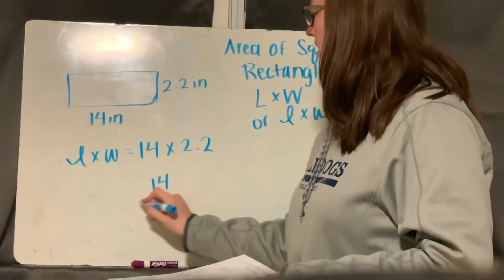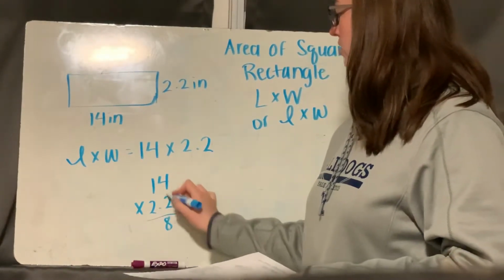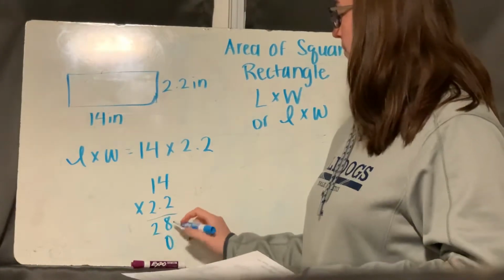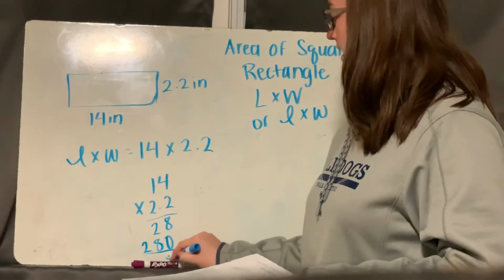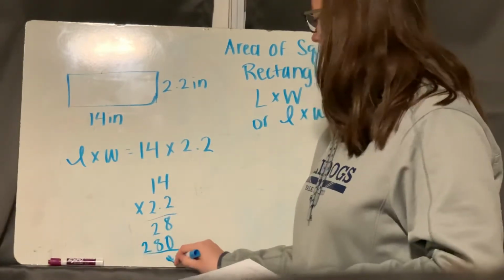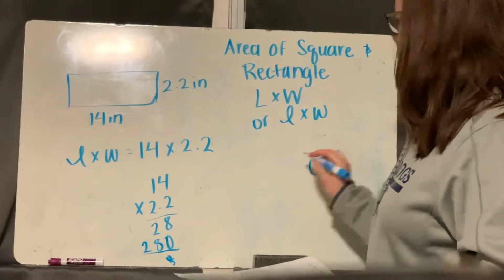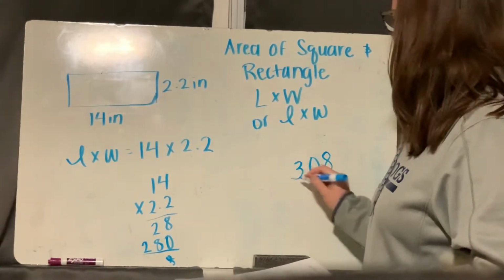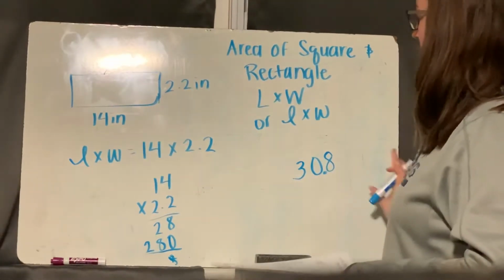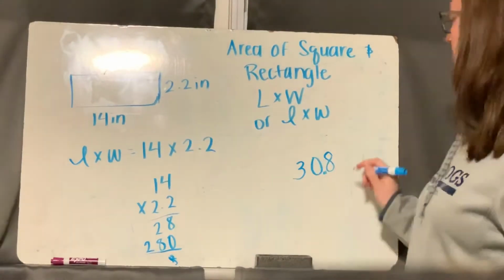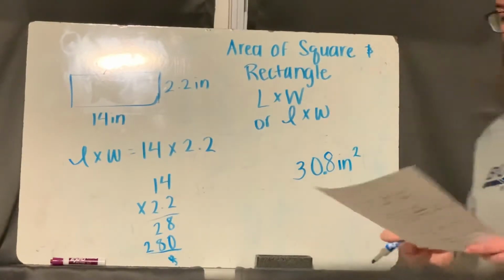2.2. 14 times 2.2. 2 times 4 is 8. 2 times 1 is 2. 0 at the bottom. 2 times 4 is 8. 2 times 1 is 2. And then add. That gives me 8. I'll write it over here. Gives me 8, 0. I carry the 1, and then 3. And I have to move my decimal point over 1 place. So 30.8. And I know the units here. The units are inches. So it's going to be 30.8 inches squared for my final answer.